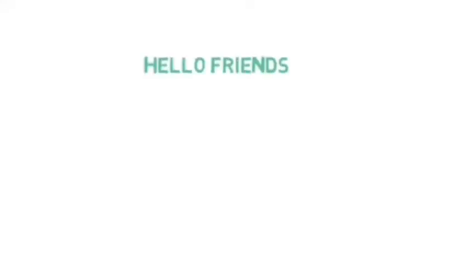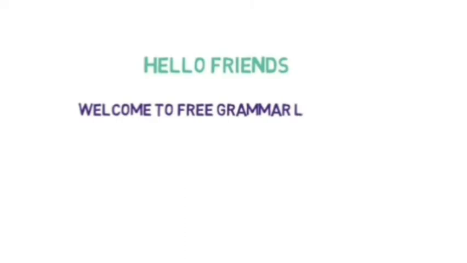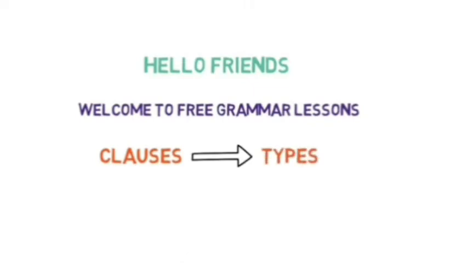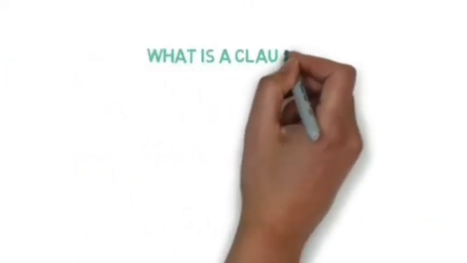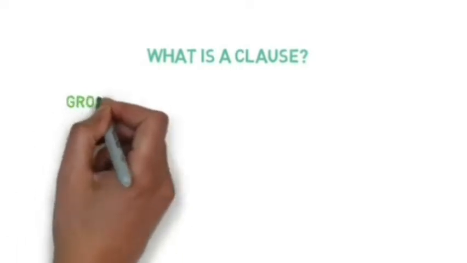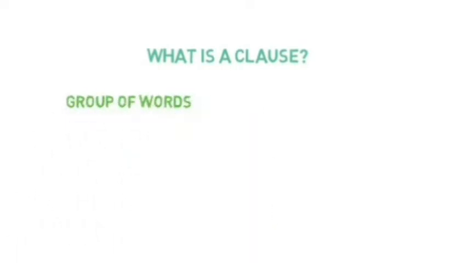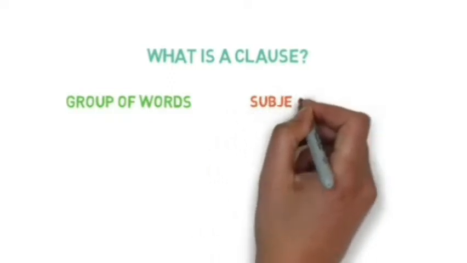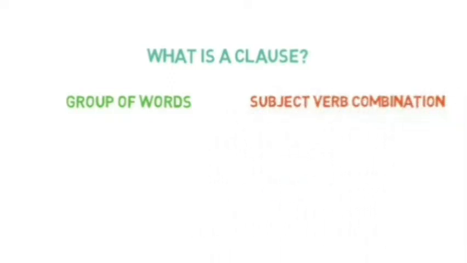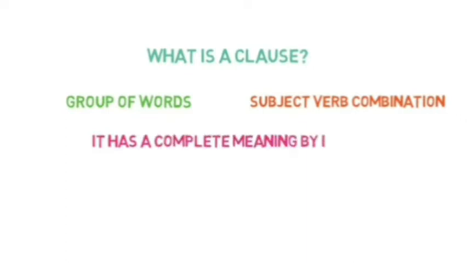Hello friends, welcome to Free Grammar Lessons. Today we are going to dig deep into clauses and their types. So let's get started. So what is a clause? It is a group of related words. It has a subject and verb combination, and it has a complete meaning by itself. You can consider a simple sentence as a clause.